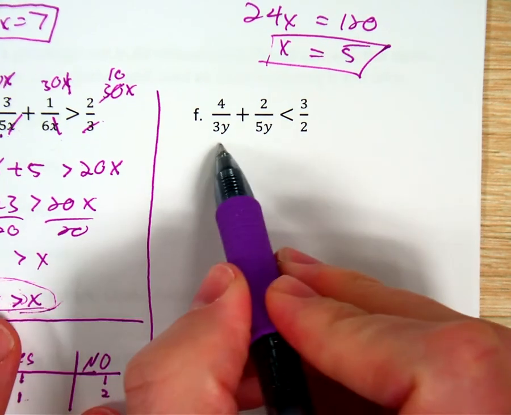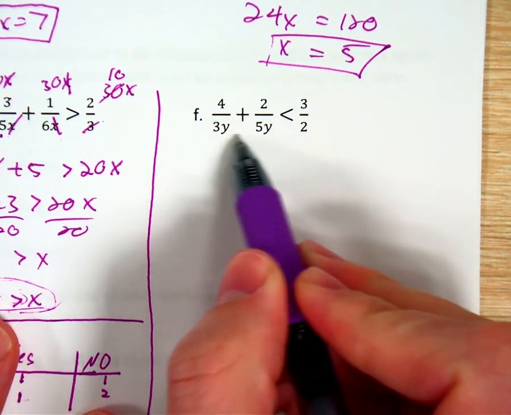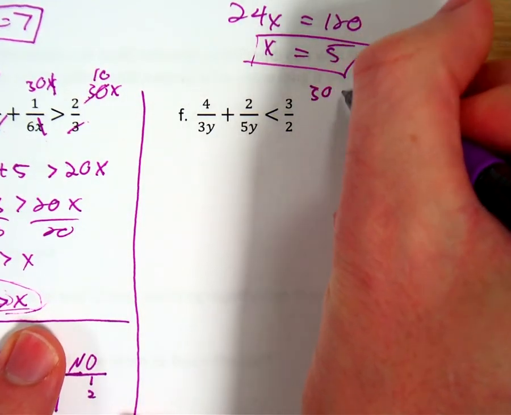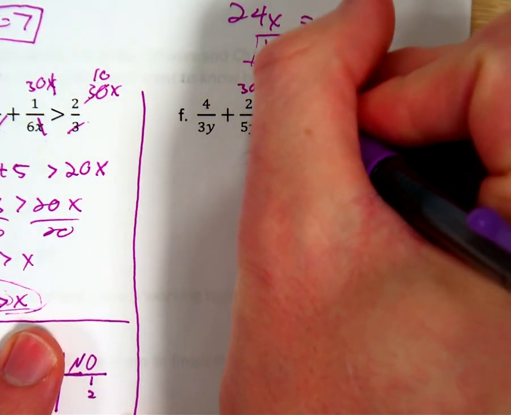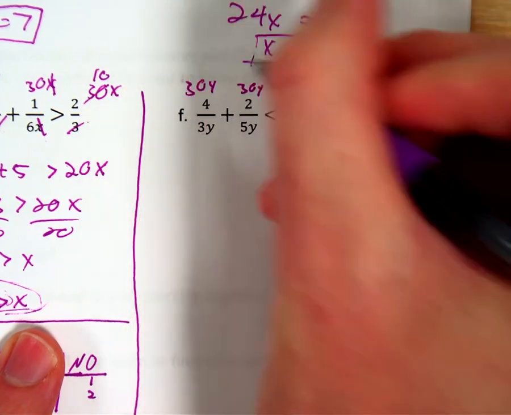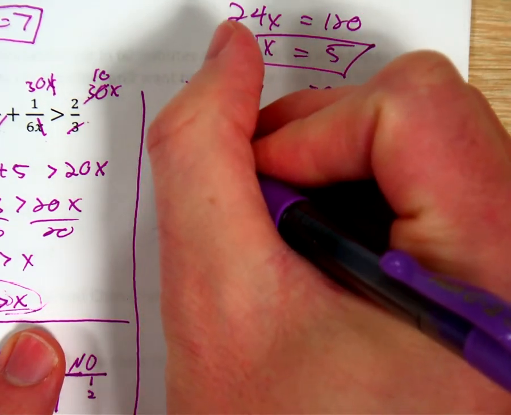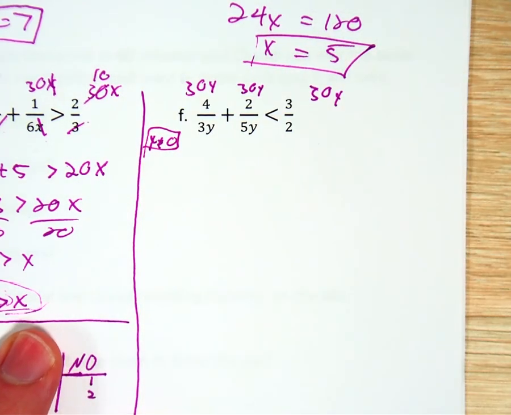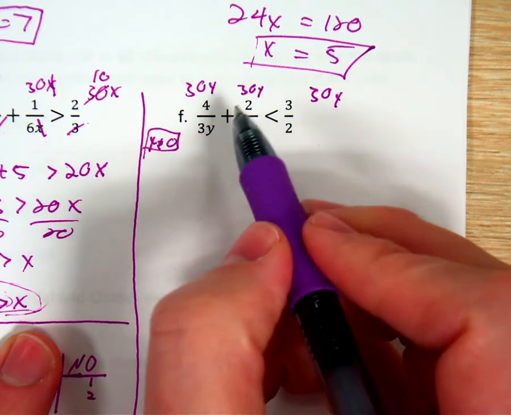Okay, so 3y, 5y, that's at least 15y times 2 is going to be 30y that we're going to use. That might have been tricky to get 30y. That's going to be our multiplier. Also, we're going to put down over here, y can't be 0. That's going to be a special number for the end.